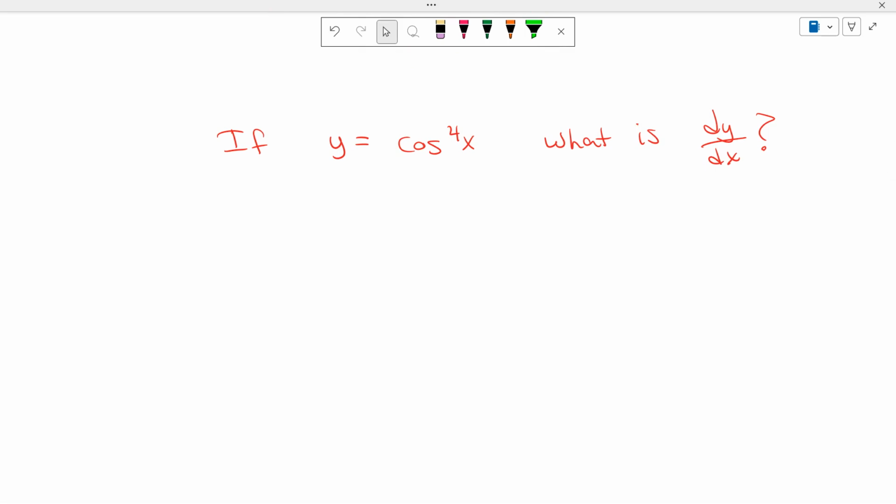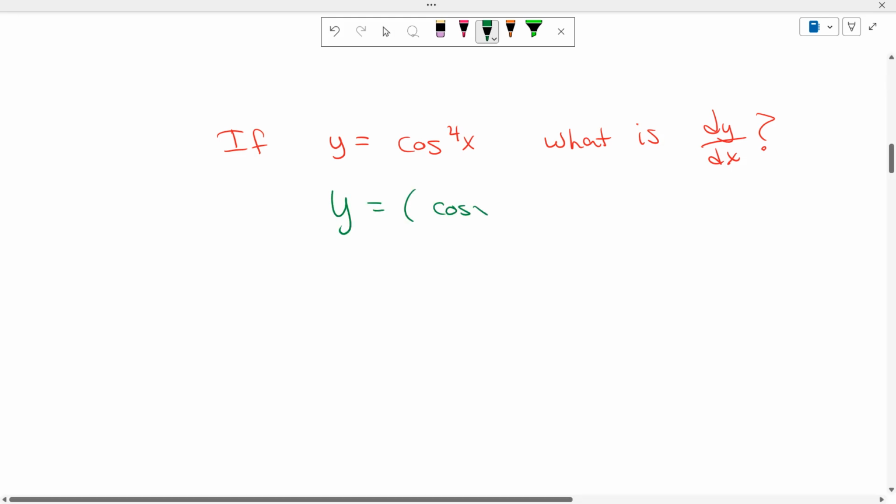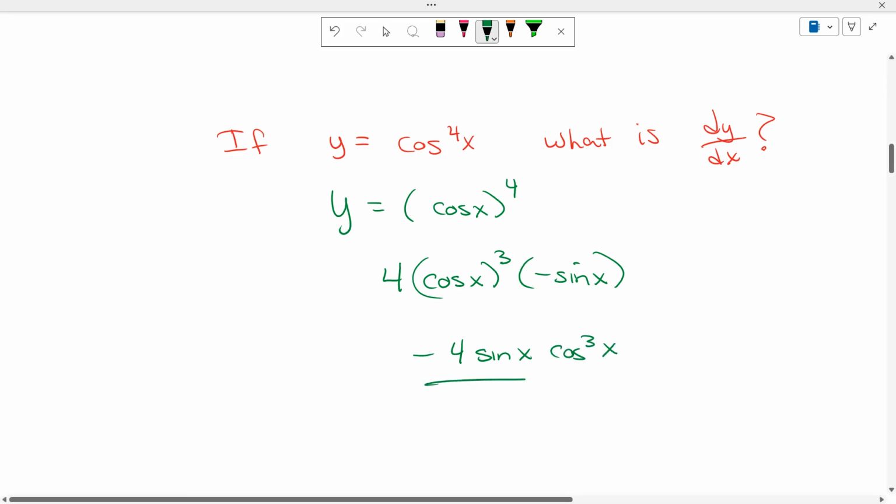How would we do this? I would rewrite it as the cosine of x to the 4th power. And then do the chain rule, which is 4 cosine of x to the 3rd power times what's the first derivative of the inside? Negative sine of x. So it's negative 4 sine of x cosine cubed of x.